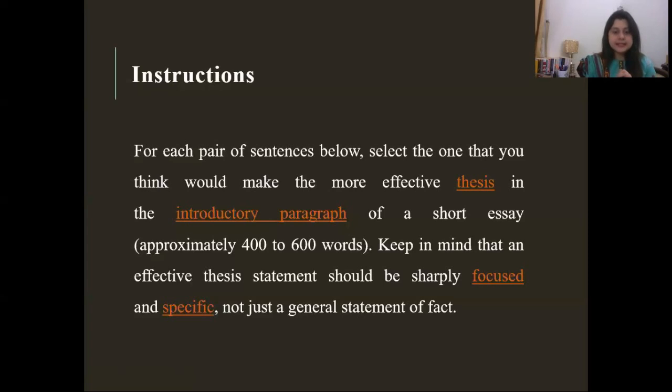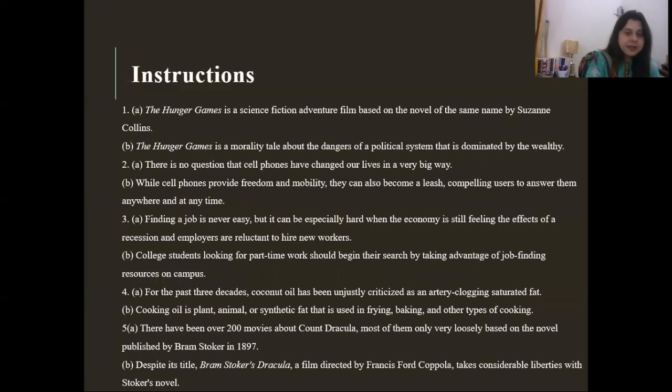What you have to keep in mind while selecting the more accurate thesis statement is that it should be sharply focused. It should be focused, and it must be specific. It shouldn't be a general statement of fact that, okay, this is bad or this is good. This is not how thesis statements are written, right? So let's begin the activity. I am sorry for the smaller font size, but there were quite a few sentences, that's why.